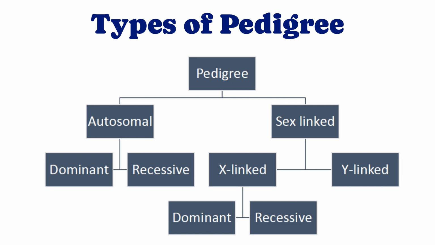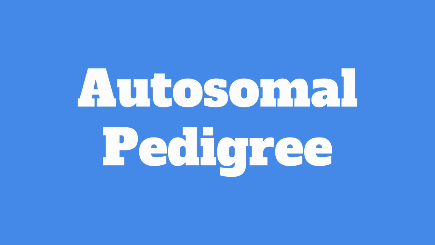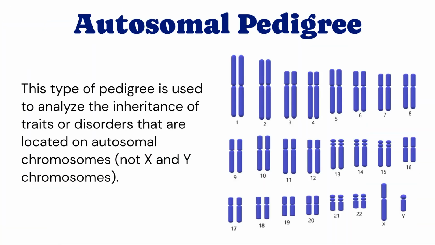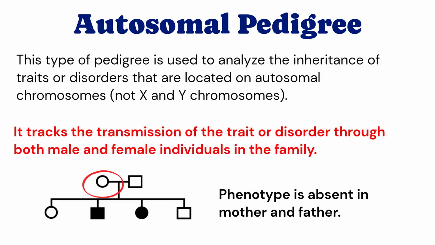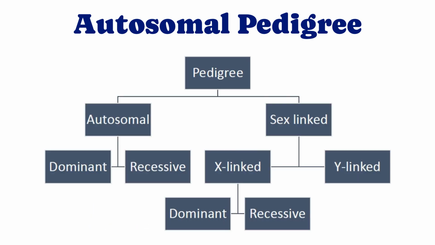Here are some of the commonly used types. Autosomal pedigree. This type of pedigree is used to analyze the inheritance of traits or disorders that are located on autosomal chromosomes. It tracks the transmission of the trait or disorder through both male and female individuals in the family. It can be of two types, dominant and recessive.